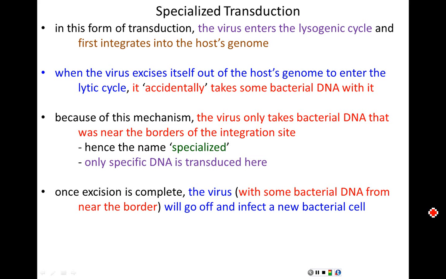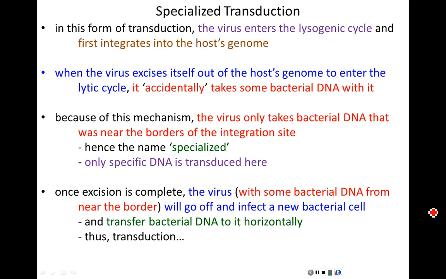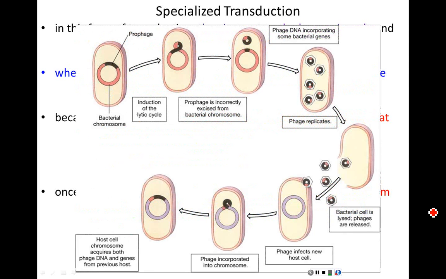Once that excision is complete, even when it's in error and some bacterial DNA is taken as well, the viral DNA, along with that bacterial DNA from the border, will be loaded into a viral protein shell. The host cells will eventually burst, the viruses will go off and infect a new bacterial cell, and if and when that new infection gets stably integrated into the new bacterial cell's genome, we have completed the transfer of bacterial DNA horizontally. That's why we refer to this as transduction.